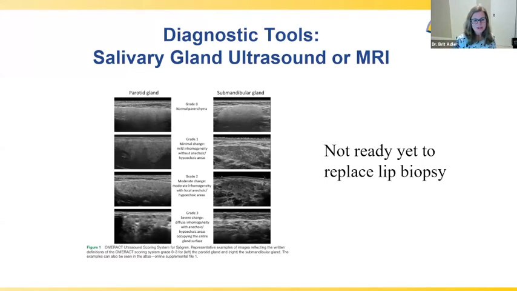But you can see in these pictures, on the top panels, the parotid gland and the submandibular gland in a normal, healthy person without Sjögren's, and you can see there's a nice homogeneous gray color. And then as you go down, you see the different grades of severity in Sjögren's: grade 1, grade 2, grade 3. You see various structural abnormalities emerging, various hypoechoic areas, and abnormal salivary gland texture.